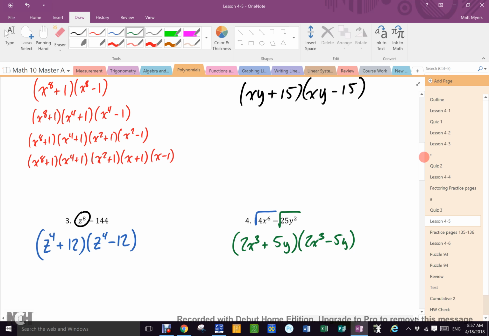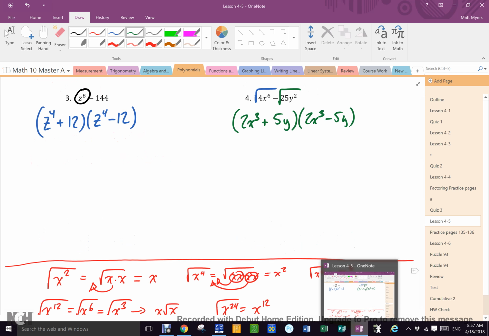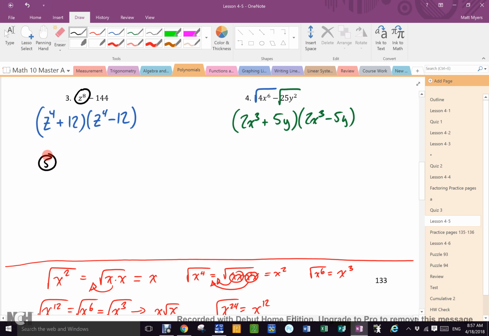Now, I've left enough space on this page to show you 2 more tricks, or 2 more ways this can screw you up. So everybody's going to write number 5 now. x plus 5 squared minus 4. Why is that yucky?